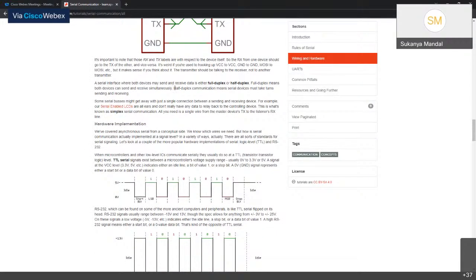If you have to configure half duplex communication from a code perspective, you just need to configure it accordingly, so that once device one sends the input, device two receives and then sends the acknowledgement. That's how you need to code. Some serial buses might get away with just single connections between sending and receiving devices. For example, you can also connect an LCD using serial communication, and that's how data will be transmitted.